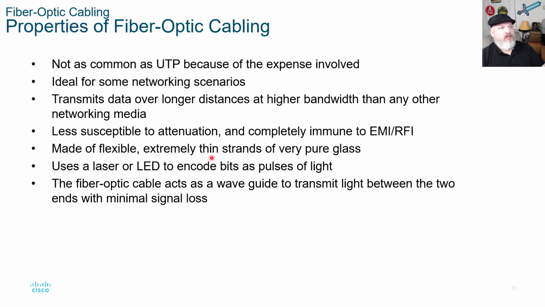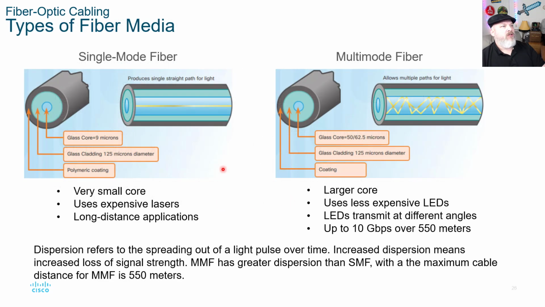It's made of flexible, extremely thin strands of very pure glass. It uses a laser or LED to encode bits as pulses of light, and the fiber optic cables act as a waveguide to transmit the light between the two ends with minimal signal loss. And let's look here. This is a single-mode fiber. You have your glass core, you have your glass cladding, and then a polymeric, plastic coating. Single-mode fiber just shoots the light down through the cable. It has a very small core, uses expensive lasers, and it's for long-distance applications.